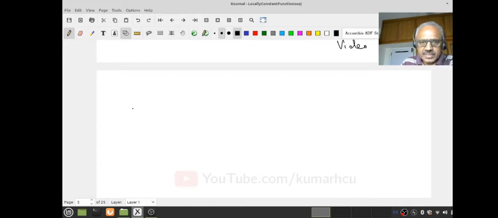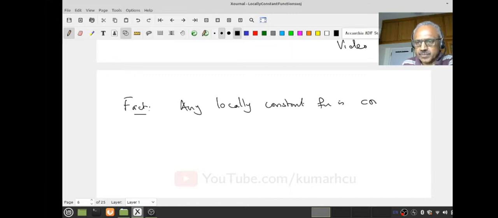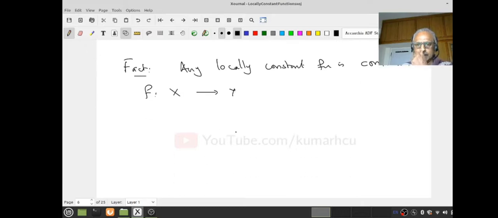Now, the next observation I want to make is that any locally constant function f from X to Y is continuous, right? So how do I prove that? Fix a in X, then I have to prove f is continuous at a. I don't want to go to the usual mantra, inverse image of any open set is open. I can use that, but I prefer this.